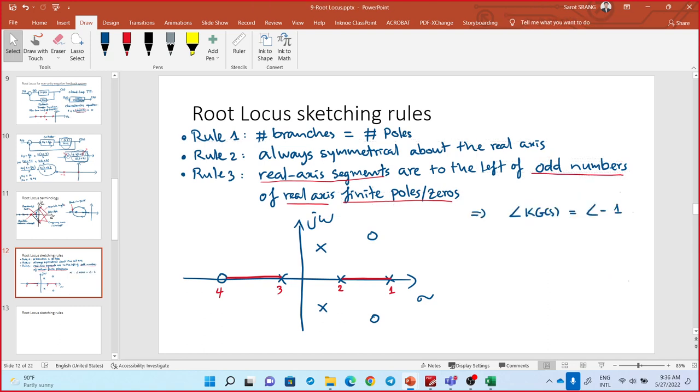Okay. So the phase of minus 1 is 2n plus 1 times 180 degrees, right? Because minus 1 means cosine of 180 degrees plus j sine of 180 degrees. But of course, not only 180, but 180 plus multiple rounds, okay? Multiple rounds, so cosine is still minus 1 and sine is still 0, okay?